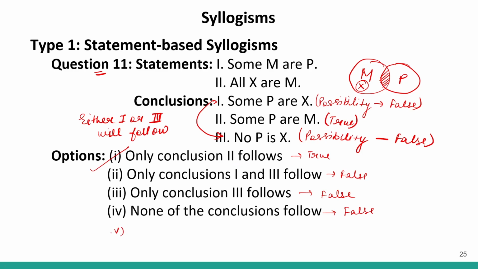But let's say if there was a 5th option that said conclusion 2 and either 1 or 3 follows. If we had an option like this, then this would be correct. But we don't have an option like this, so we will go with option number 1 that says only conclusion 2 follows. Okay.